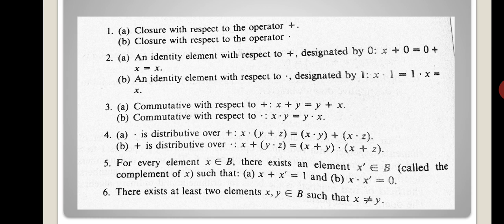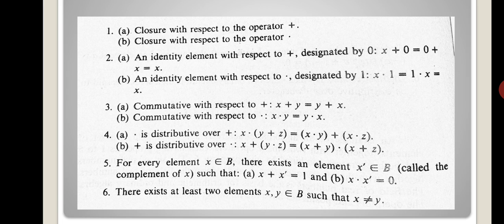The third one is the commutative law, or commutative with respect to the plus sign. That means x plus y equal to y plus x. All these laws or postulates are required when you are going to solve the instructions, whatever instruction we give in the problem. The second one is commutative with respect to the dot operator. It is something like x dot y equal to y dot x.